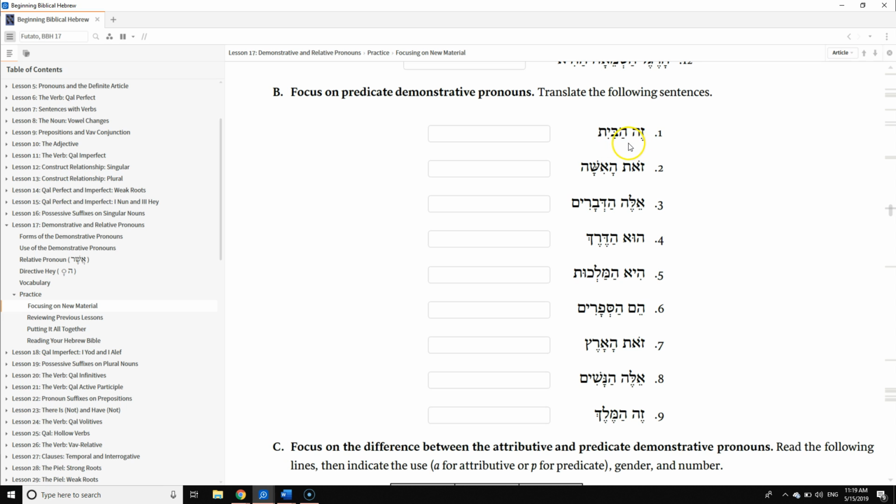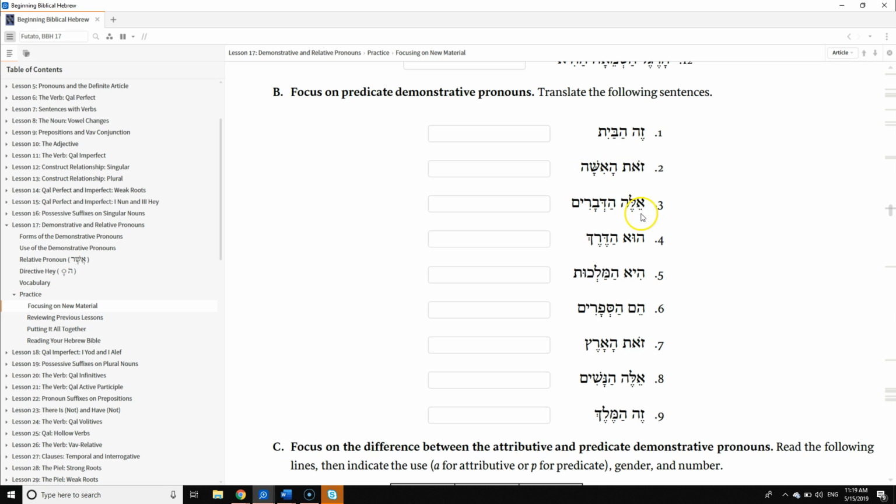So, number 1, we've got ze habayit. Ze habayit. So we're going to have this, the house. This is the house. It's not going to be this house because we're missing a definite article over here. So this is not attributive. Rather, we're going to have this is the house, or you might say temple here. Number 2, zot ha'isha. Zot is our feminine singular demonstrative, near demonstrative, and ha'isha is woman, so that's going to be this woman.